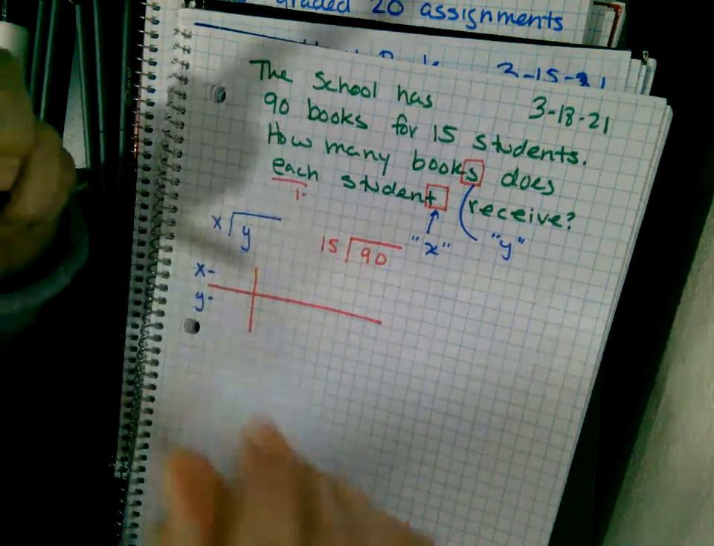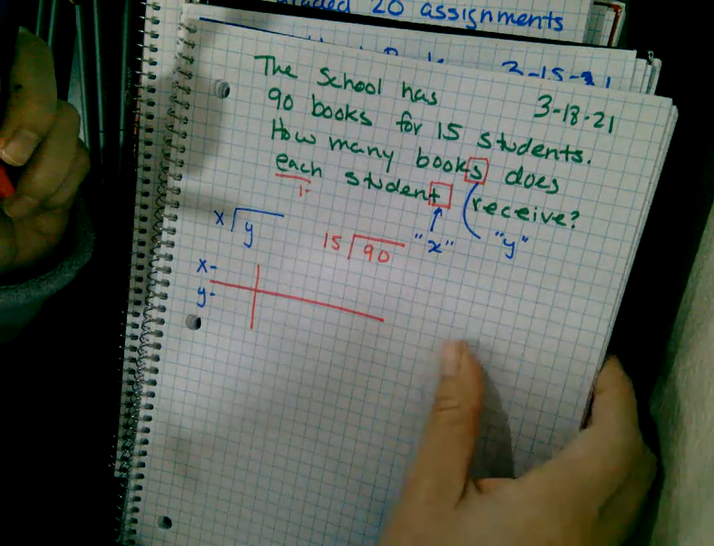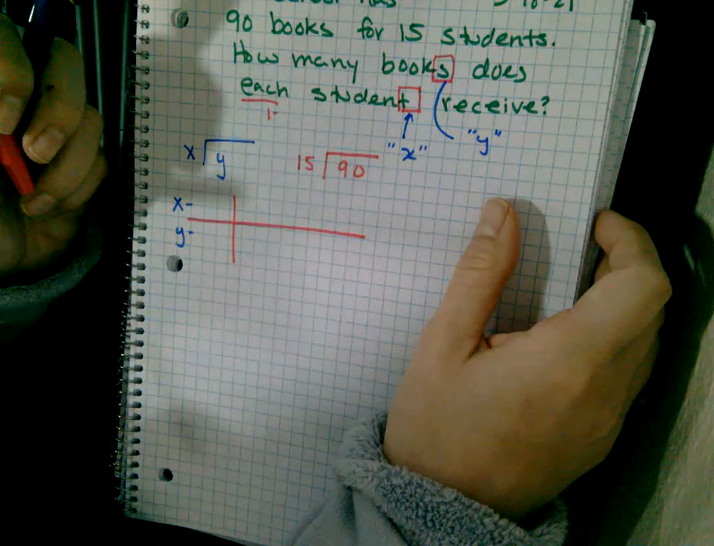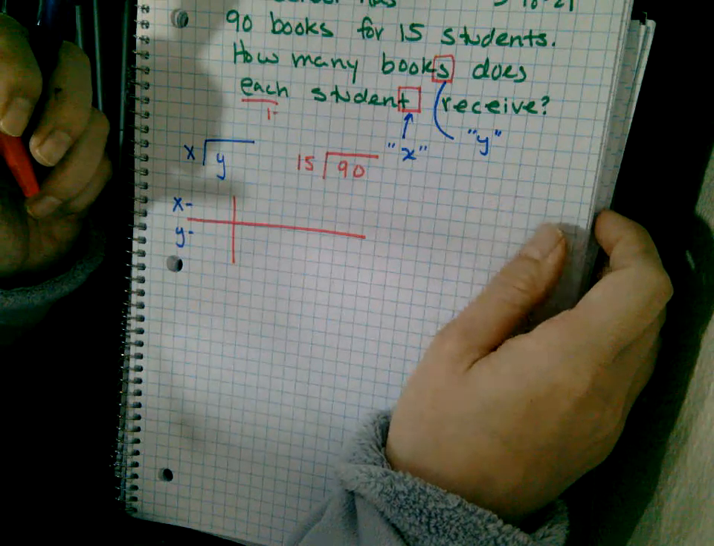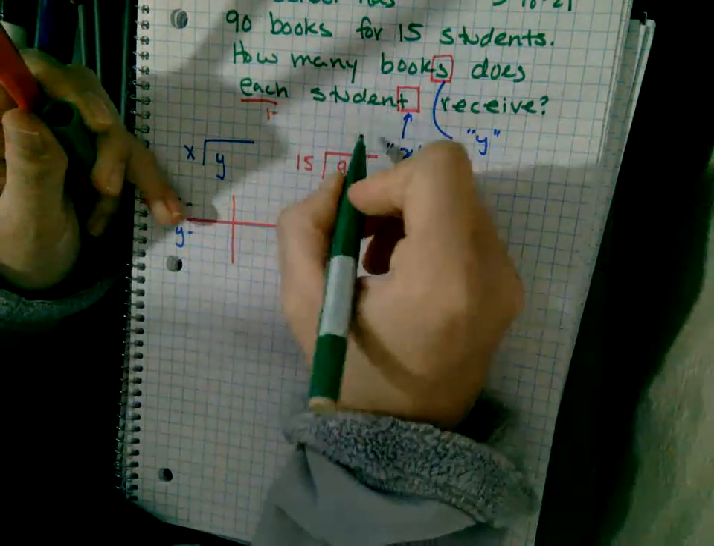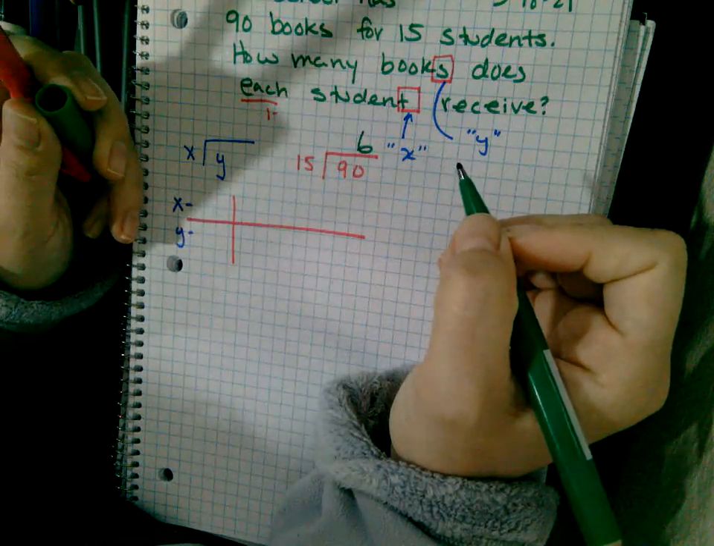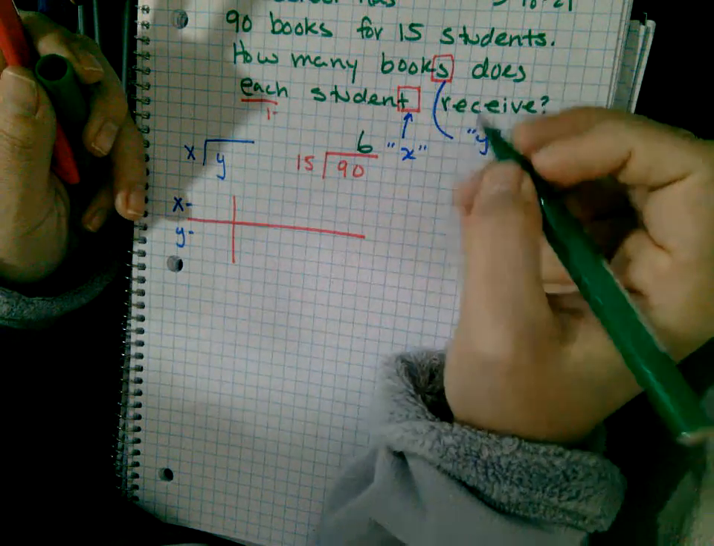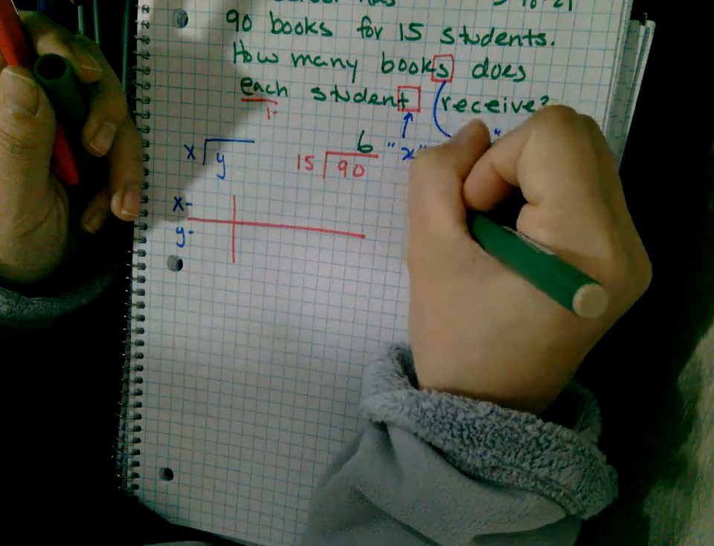All right. So, guys, what's 90 divided by 15? Yay, I got answers. 6. Now, 6, what? What does 6 represent? 6 students or 6 books? 6 students or 6 books?